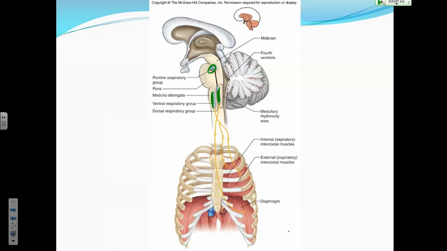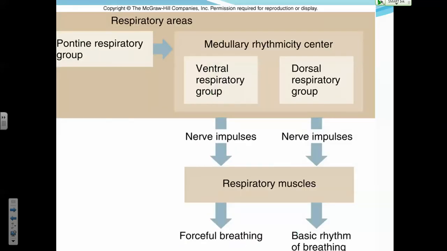But if you look at this flow chart, this is basically to show you that they interact with each other. They don't work independently. So the pontine area sends impulses to the rhythmicity area, which in turn, each of its groups send impulses, say, through the phrenic nerve, to the diaphragm, to the nerves going to the external or internal intercostal muscles. Okay, so that regulates that breathing.